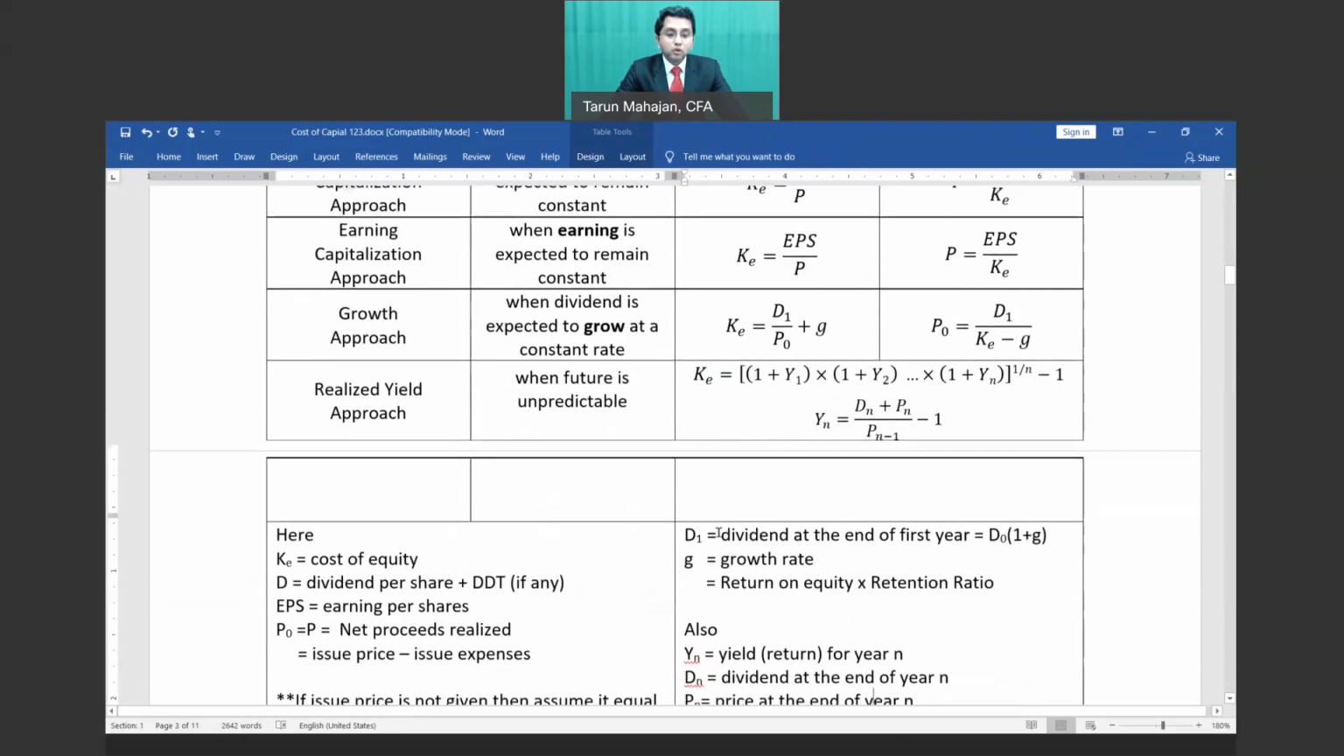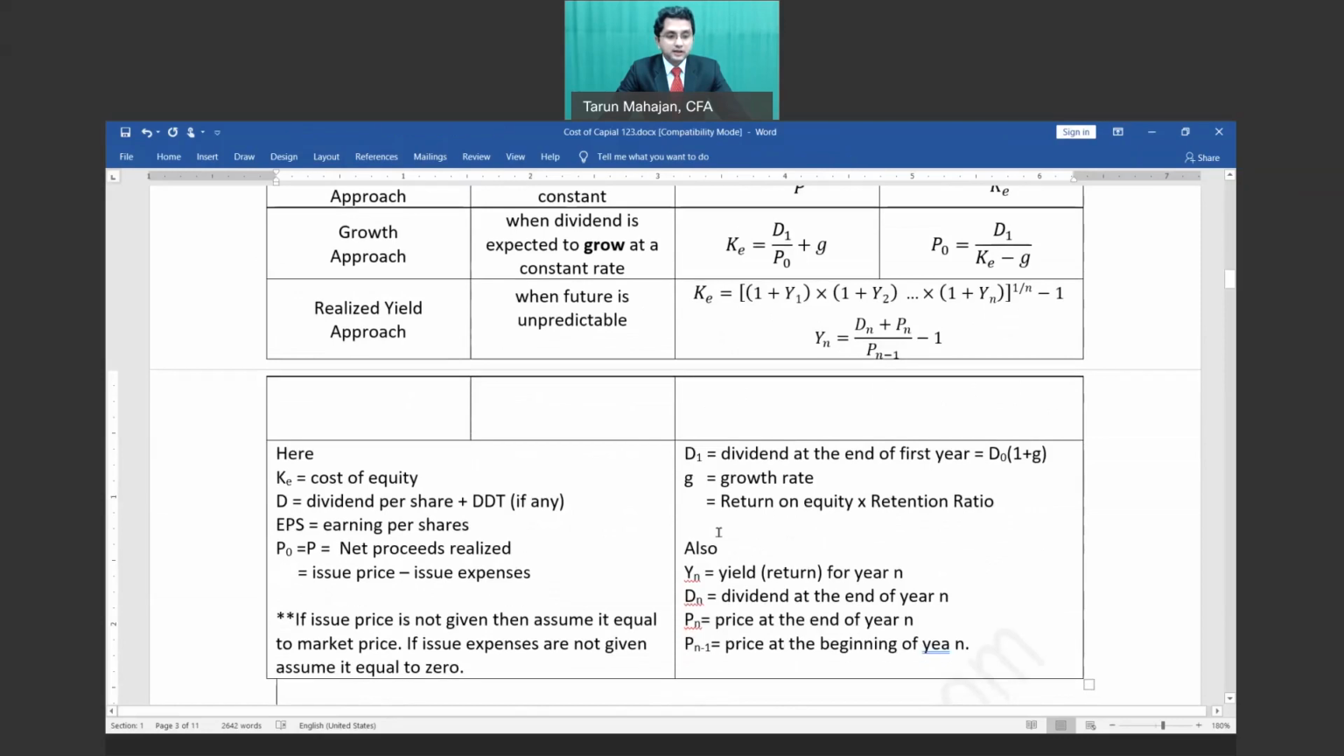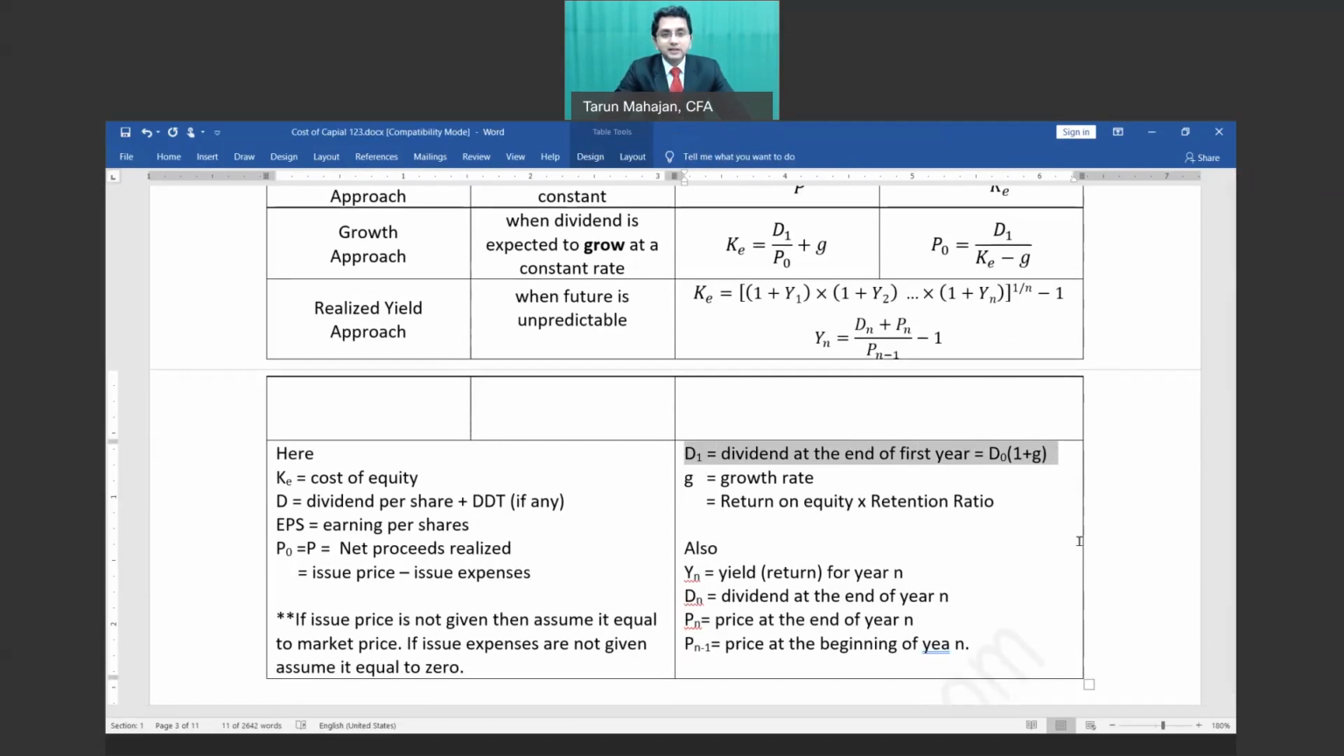Now, look, realized yield approach, I'll tell you later. It's not that important. We can even skip this. Here what is D1? D1 is dividend at the end of first year. If D1 is not given in the question, then they will give D0, that is the current dividend. So you take D0 and multiply it by 1 plus growth rate.